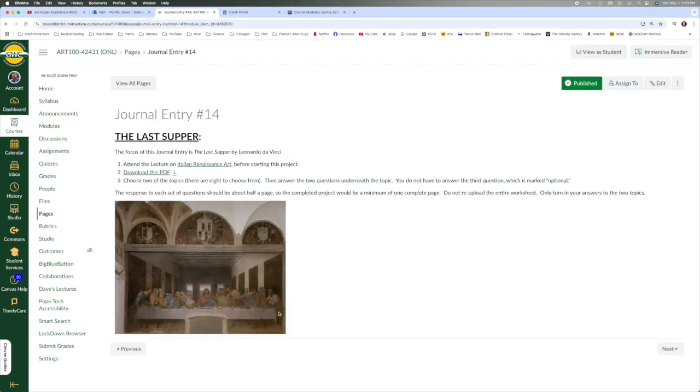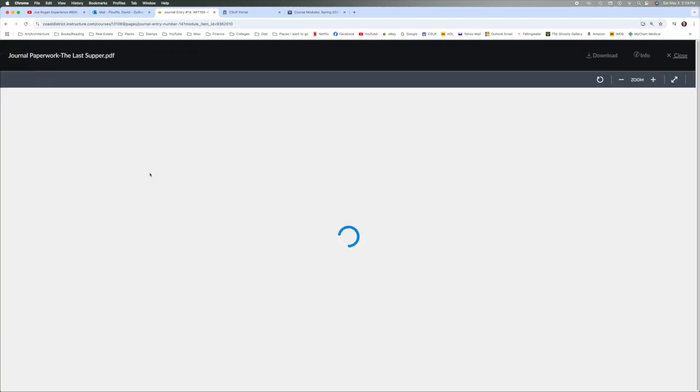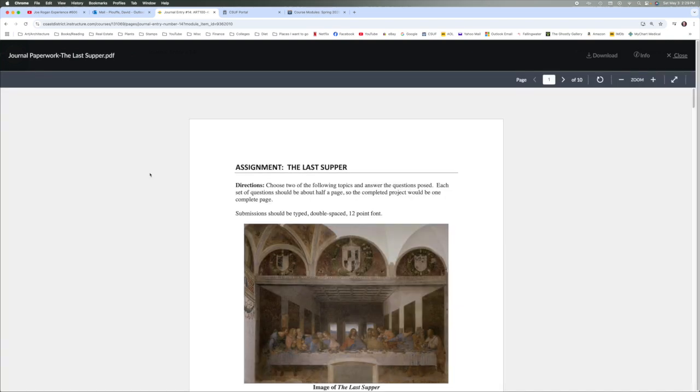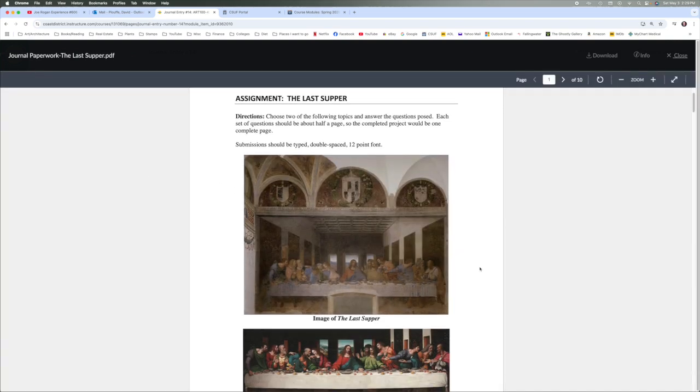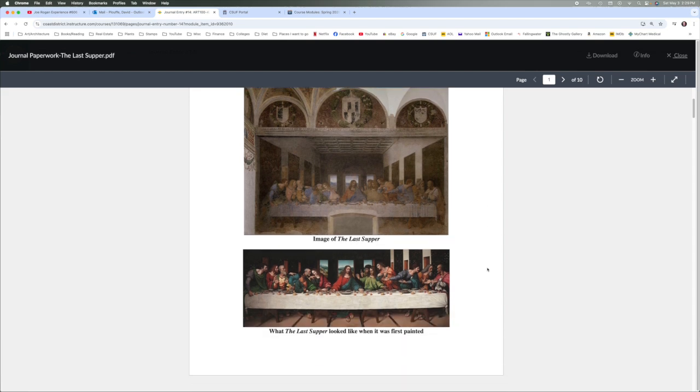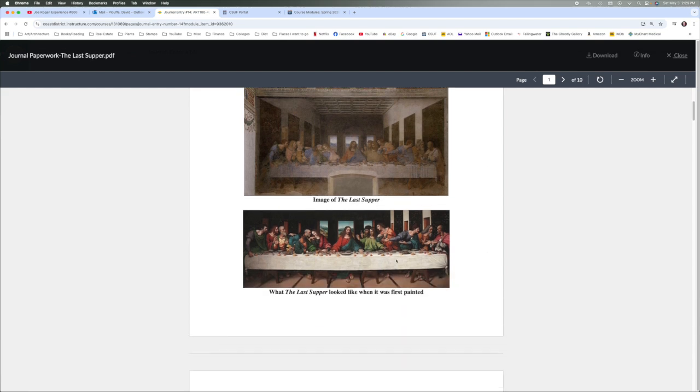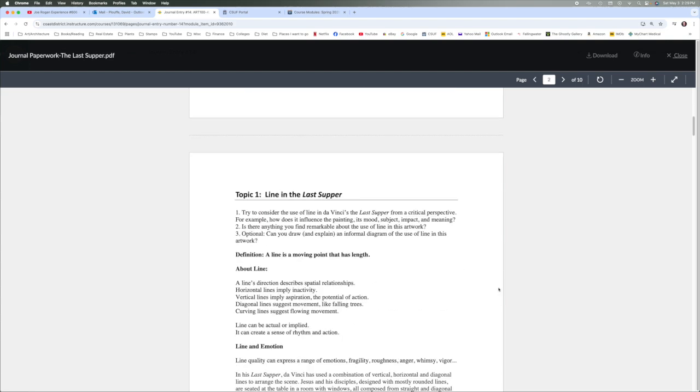With journal 14, this is going to be focused on the Last Supper. Make sure you've watched the lecture first. You're going to go ahead and open up this document, which shows not only the Last Supper, how it looks now, but also how it would have looked when Da Vinci had just finished it. A totally different type of painting. It's so amazing how much detail is there.